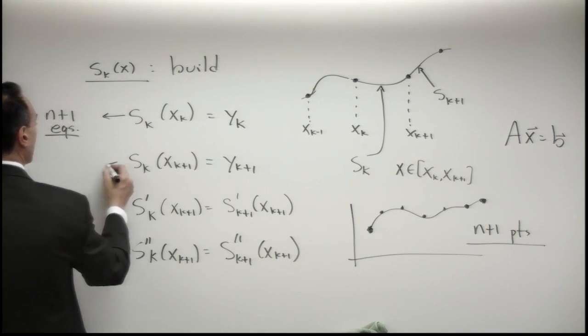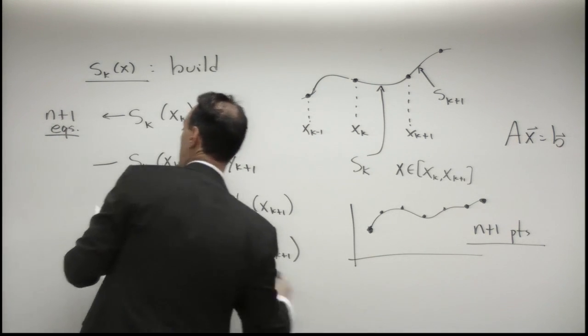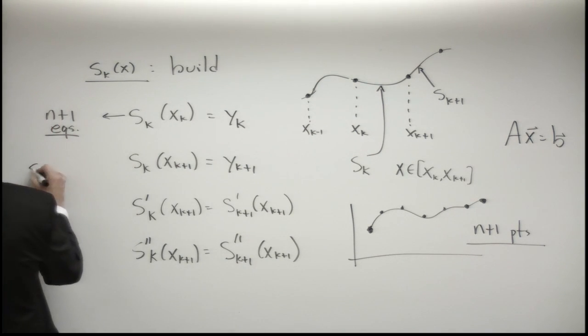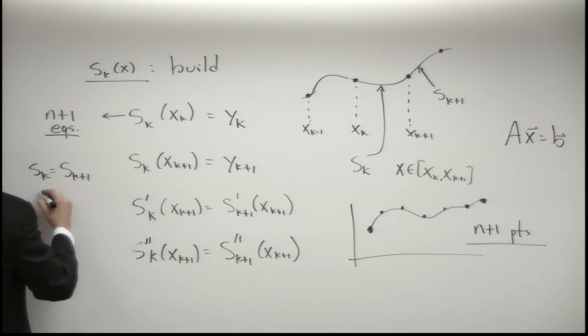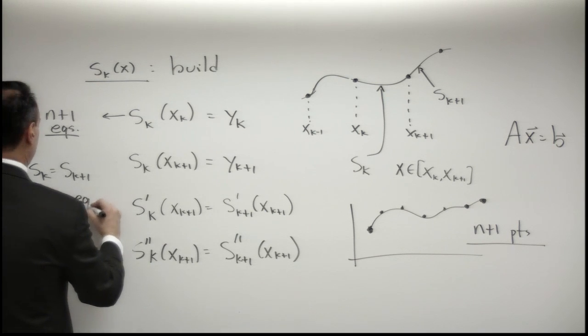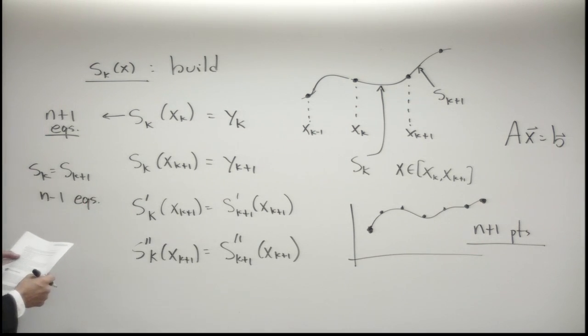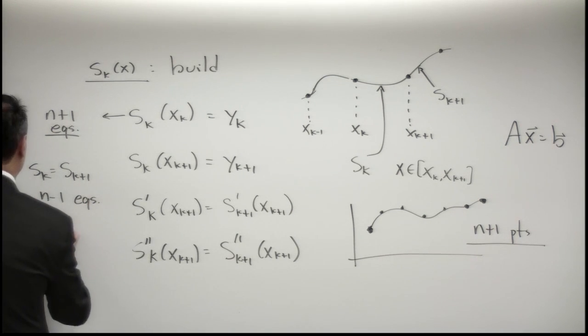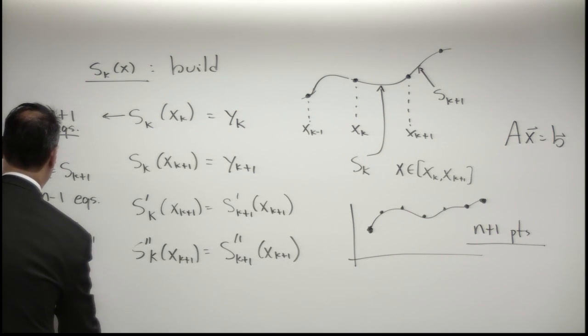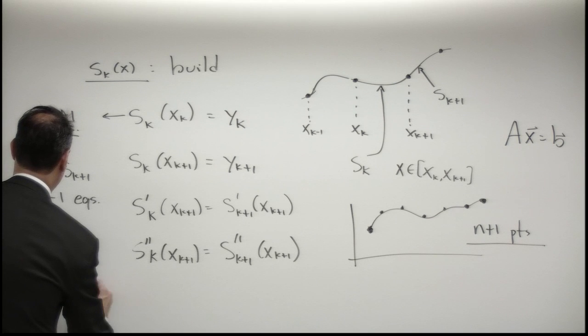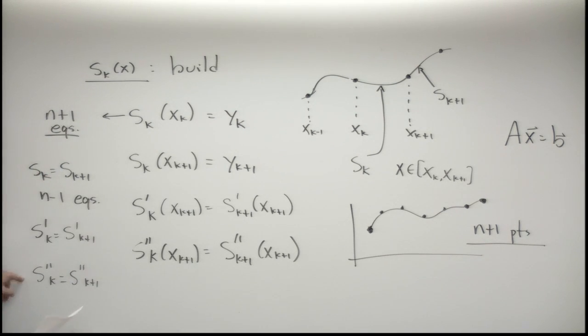So this constraint, we call it here, of S of k matching up to S of k plus 1, there's only n minus 1 equations. And by the way, that's also true for the derivatives, because you're trying to say, let's match derivatives, and let's match second derivatives. Okay? So I have n minus 1 equations here, n minus 1 equations there, n minus 1 equations there, but n plus 1 equations there.